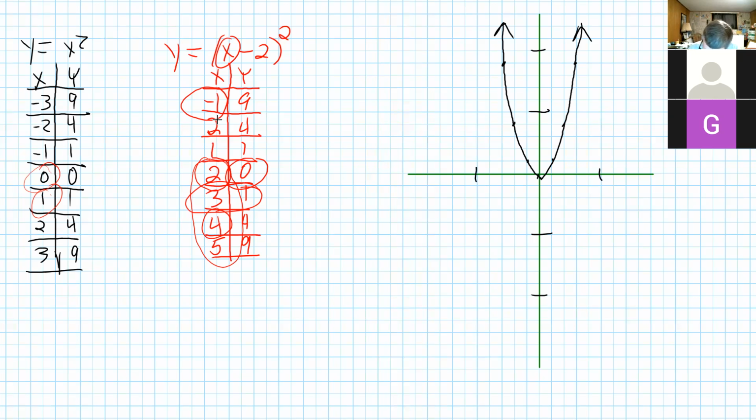I'll tell you what, let's just start graphing them. Wait a second here. I think that's supposed to be a 0. Sorry. 0, 4, 1, 1, 2, 0, 3, 1, 4, 4, 5, 9.